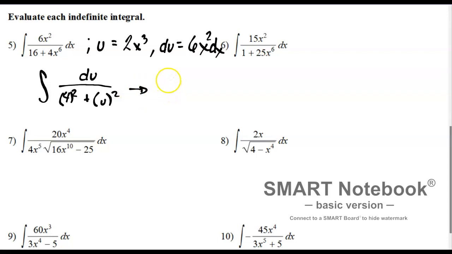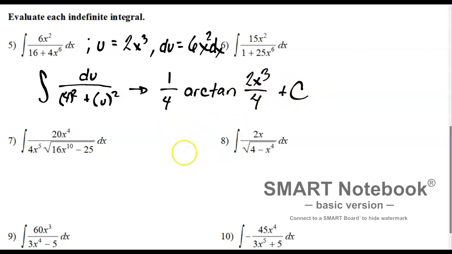So that means, according to the formula chart, I'd have 1 over a times arc tangent. You can write arc tangent or tan inverse, and it'd be u over a, so 2x cubed over a, which is 4. And the plus C in this case, why? Because we do have a family of functions. So go and take a look at that, and let's move on to the next one.